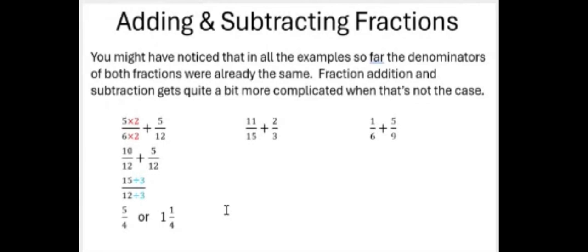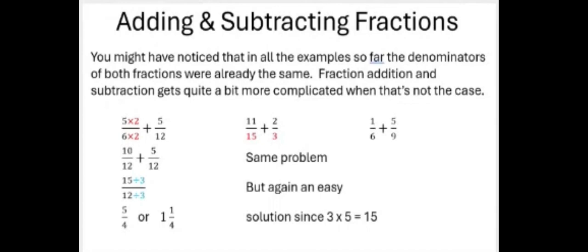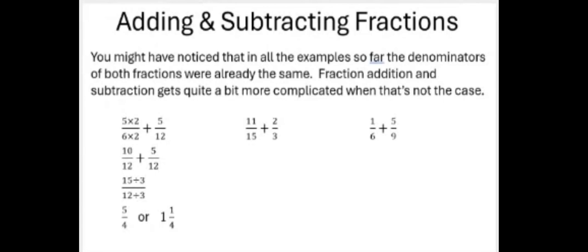This next one over here, same problem. We see that the denominators do not match, but same solution, because we notice that 3 times 5 equals 15. So if I can make this denominator 15, then we'll be in business. I can do that by multiplying both the top and the bottom of that second fraction by 5. And just like that, I now have a common denominator.